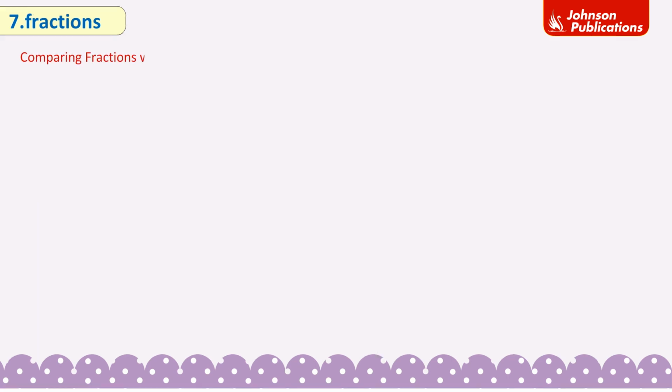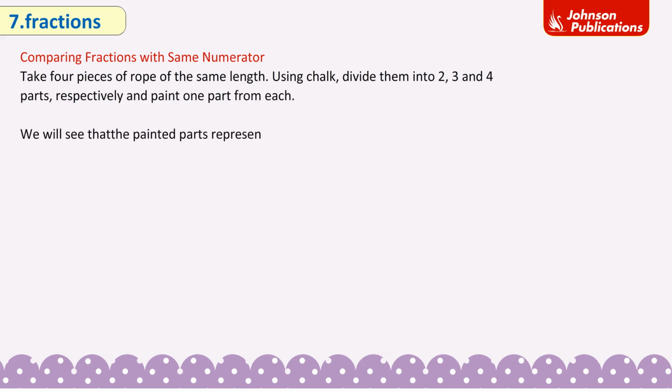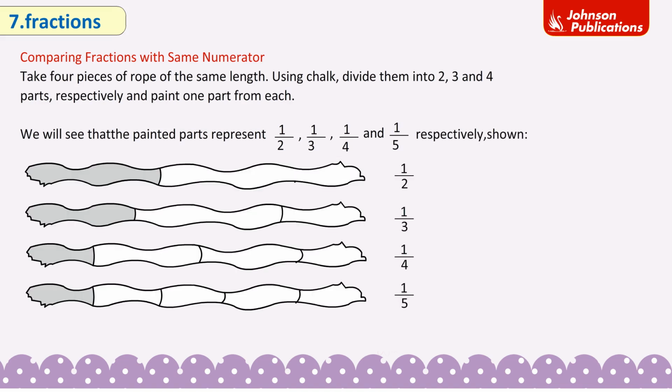Comparing fractions with same numerator. Take 4 pieces of rope of the same length. Using chalk, divide them into 2, 3, 4 and 5 parts, respectively, and paint one part from each. We will see that the painted parts represent 1 by 2, 1 by 3, 1 by 4 and 1 by 5 respectively as shown.